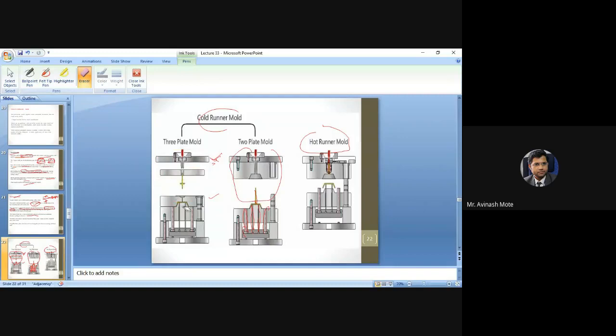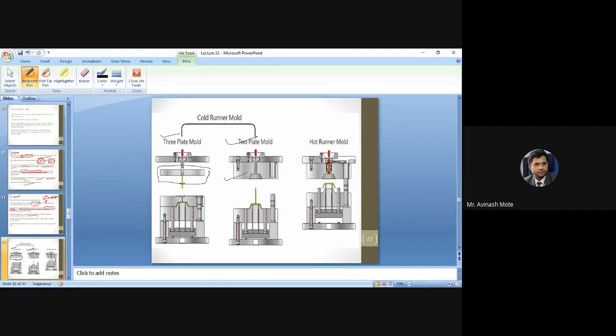Okay, here it is clearly given: two plate and three plate type injection mold. Now if you check here, this is the three plate mechanism mold, and this is a two plate mold. What is happening here? This additional one plate is a runner or stripper type plate. Additional one plate, and here only two plates are there.